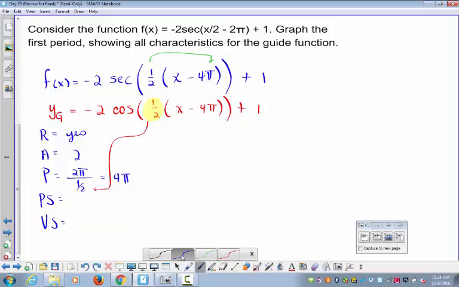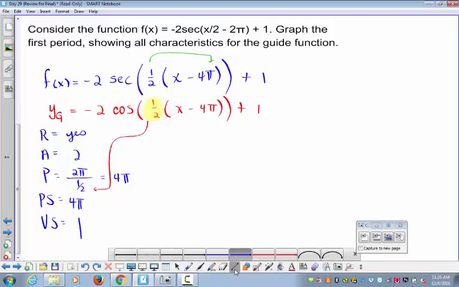All right, phase shift. 4 pi. 4 pi also, right? For a different reason. That's this 4 pi. The phase shift is the opposite of what we see to the right of x. So negative 4 pi is what we see. The phase shift is opposite of that, so positive 4 pi. Vertical shift, of course, 1.